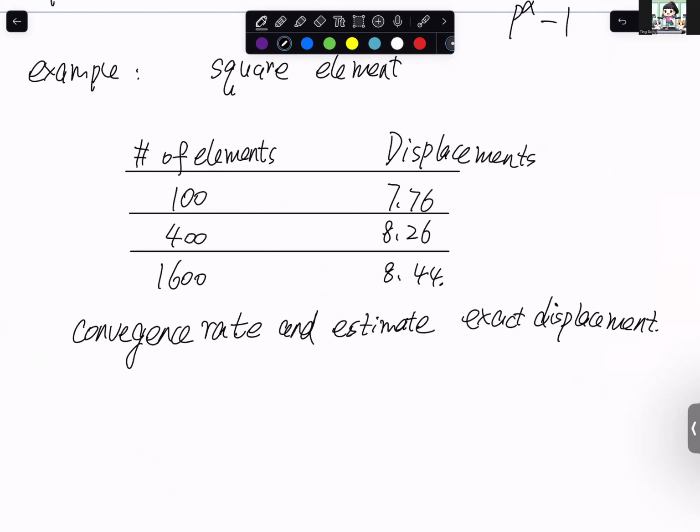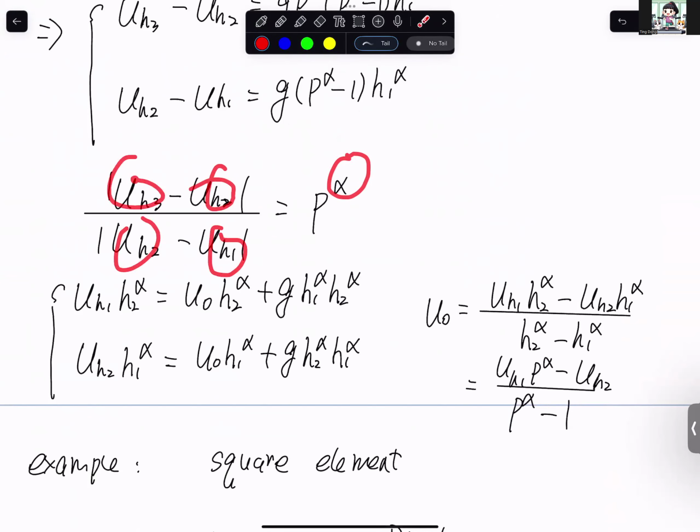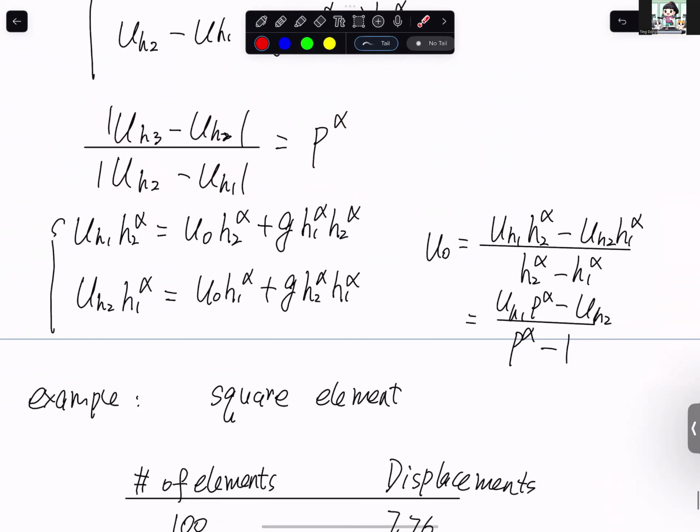This is a very straightforward application, right? We have everything derived. So, the convergence rate here: UH1, UH2, UH3 are given. So the first thing we need to figure out is what is the P here? 4.